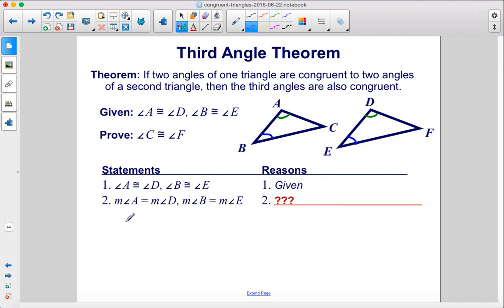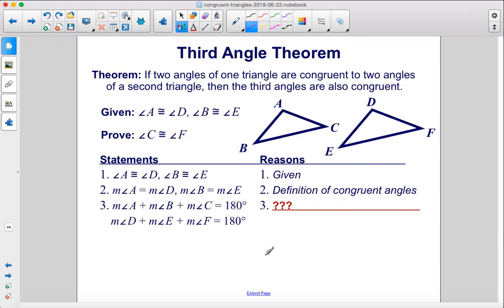Therefore, the measure of angle A equals the measure of angle D, and the measure of angle B equals the measure of angle E, because that's the definition of congruent angles. We also know that the measures of angles A, B, and C add up to 180 degrees, and the measures of angles D, E, and F also add up to 180 degrees, because that's the triangle sum theorem.